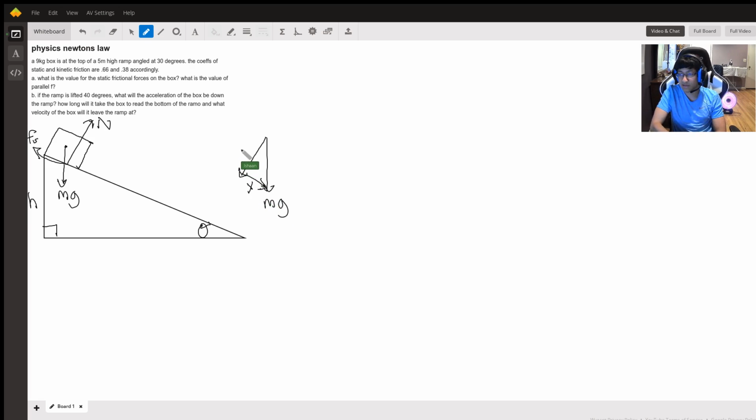Let's label those x and y. And then we know our theta is our smaller angle here. This is our right angle, and this is going to be our theta. So that's our mini diagram for our mg force.